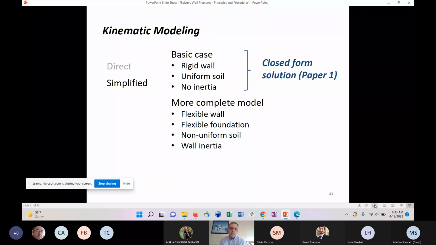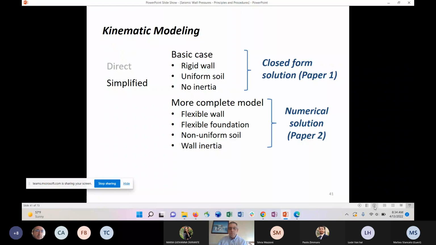You can then start relaxing some of those limiting assumptions: make the wall flexible, allow the foundation to be flexible, make the soil non-uniform, develop some inertia. You can deal with all of these things. It just makes the problem more complicated, and then you need a numerical solution. And finally, in order to make this accessible and get it to a level of complexity that is similar to the limit state methods, even though the fundamentals are different, you can go to what we're calling a single frequency model, which is paper 3. So I'll cover each of these very briefly.